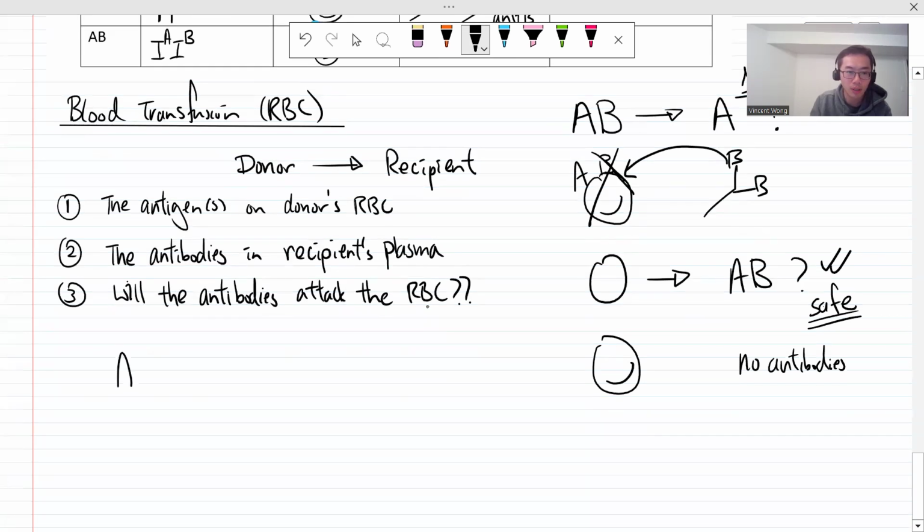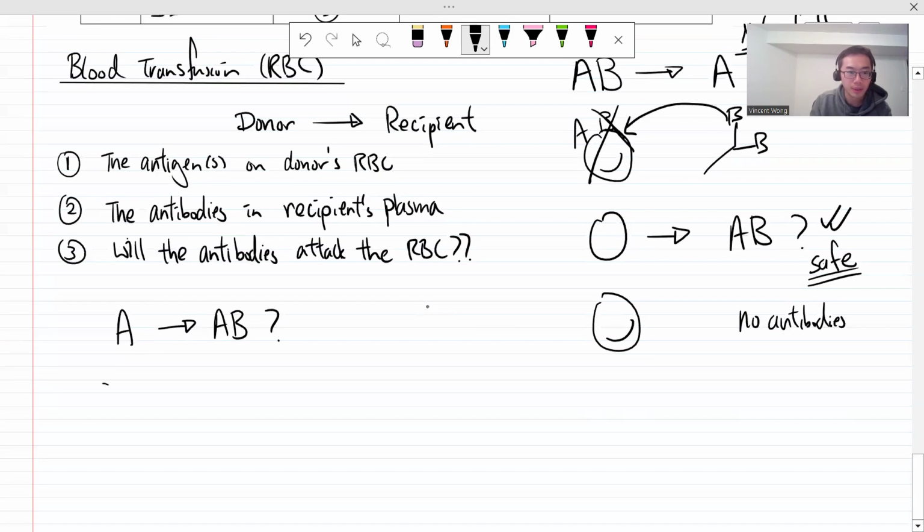Let's just do one more. What about A to AB? Can you do A to AB? Well, A has A on it. AB has no antibodies. So no antibodies means it's not going to attack anything. It's going to receive, in fact, AB is going to receive everything, right? So this is safe.